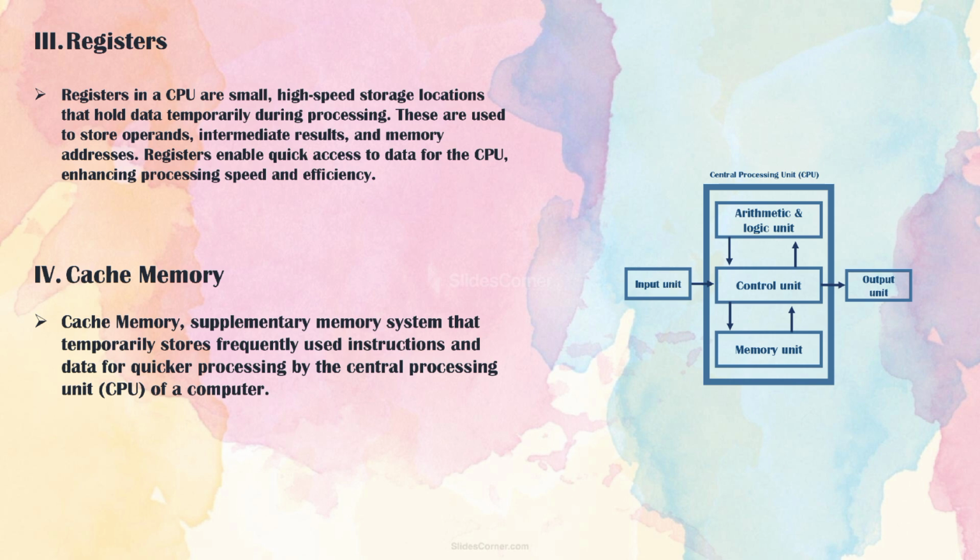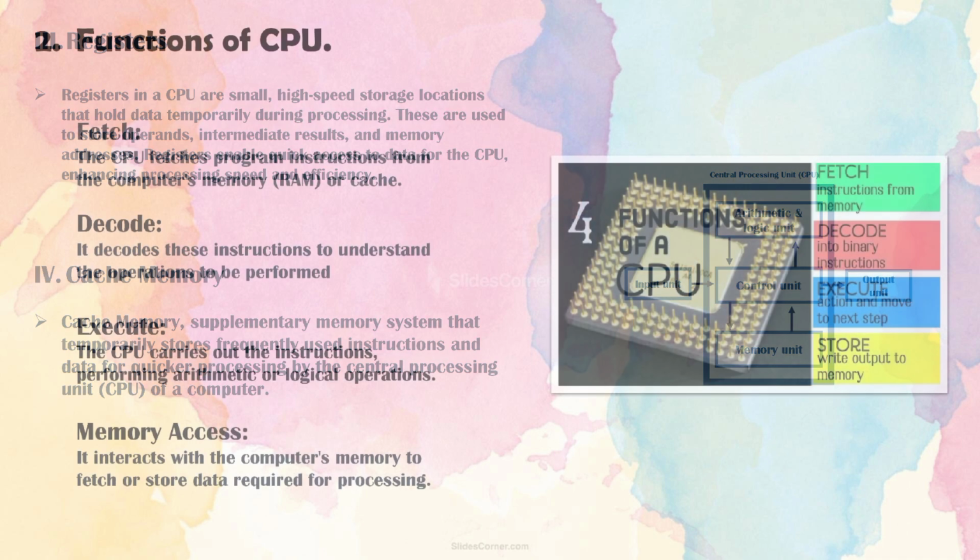Cache memory. Cache memory is a supplementary memory system that temporarily stores frequently used instructions and data for quick processing by the central processing unit of a computer.